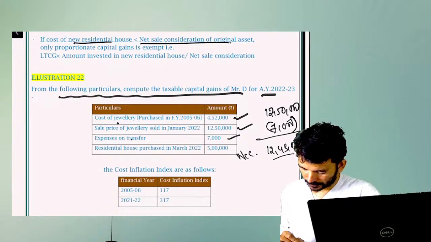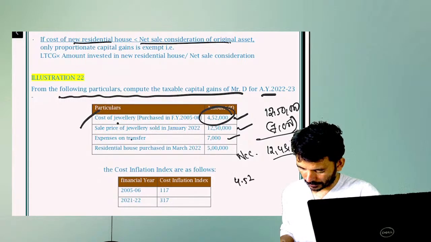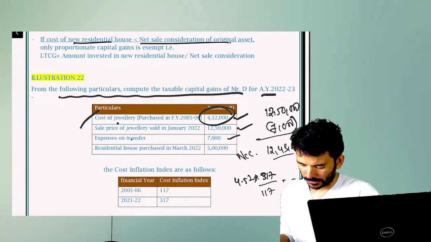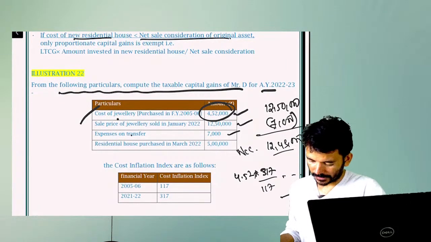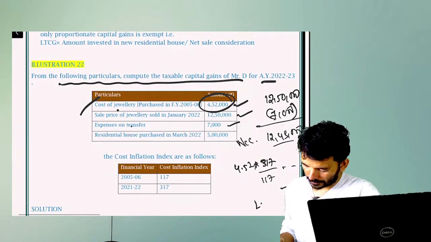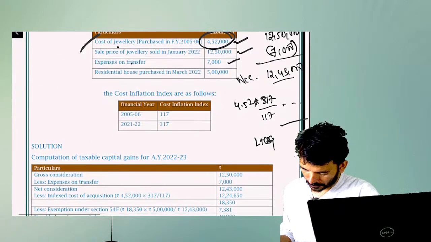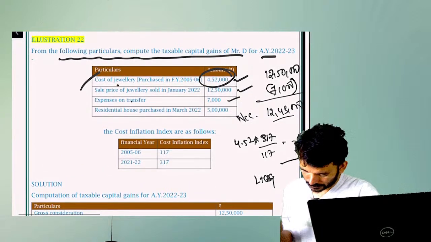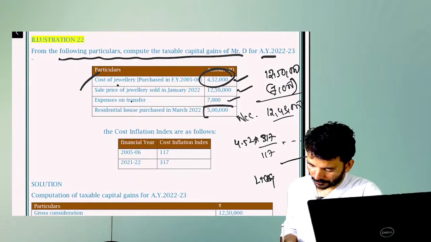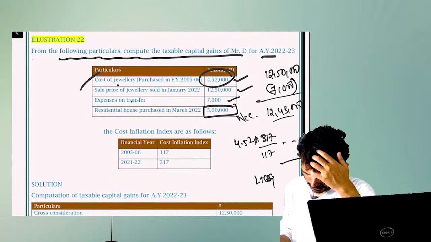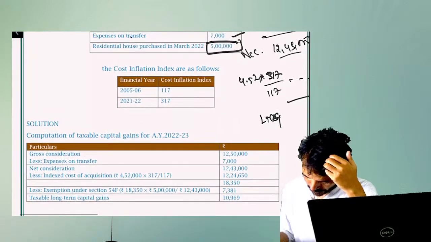And cost of acquisition. You take the indexation: 4.52 multiplied by 317 when you are selling, divided by 117 when you are buying, you get some amount. We'll do that, and because it is long term, you will get long term capital gain. And then, what is he using? Okay, residential house is purchased for 5 lakh, so he is going with 54F only. So now we'll do the calculations.